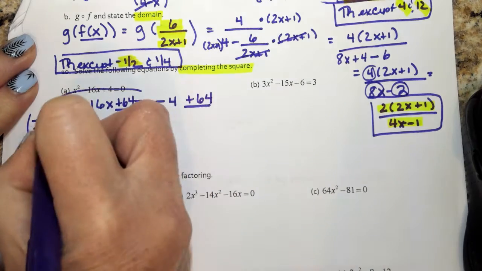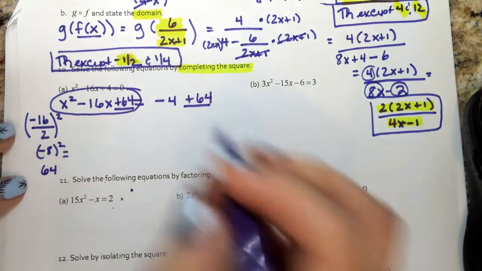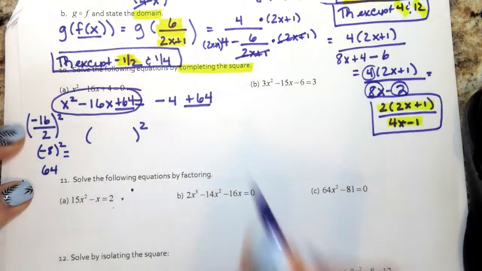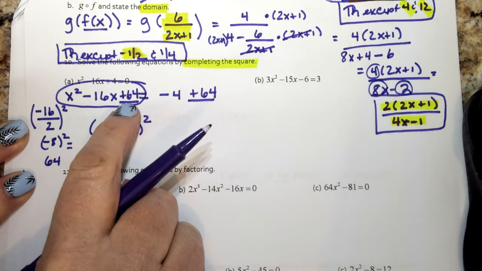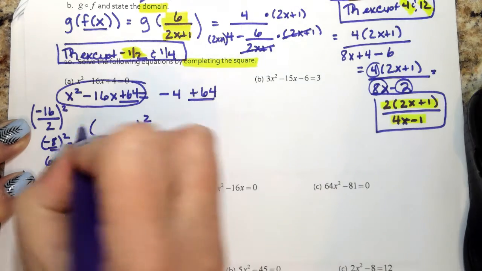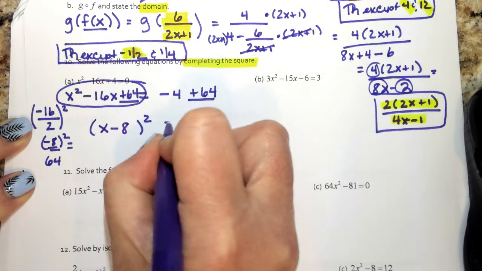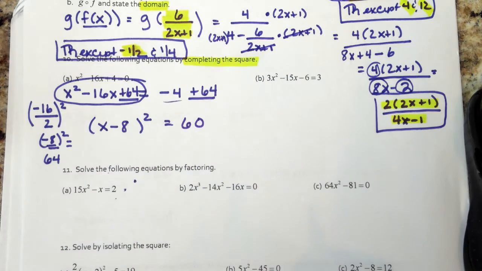You should be able to factor this particular trinomial into a binomial to the second power. That's what a perfect square trinomial factors into. It's whatever number you squared right here, which is going to give me (x minus 8) squared equals 60, because you have to add -4 plus 64.